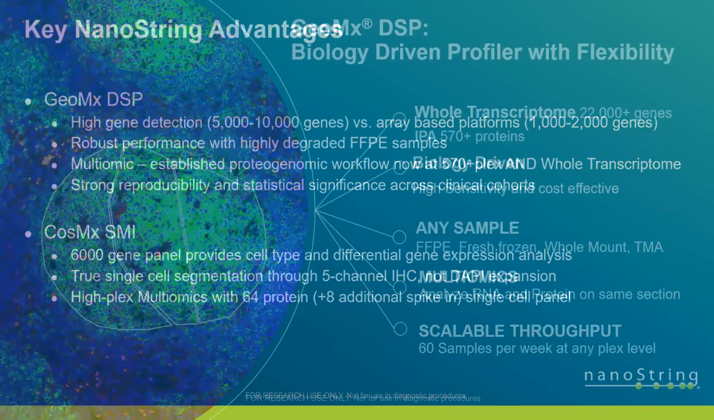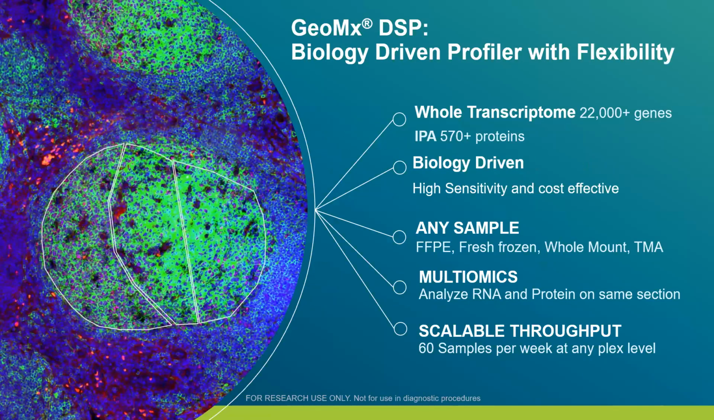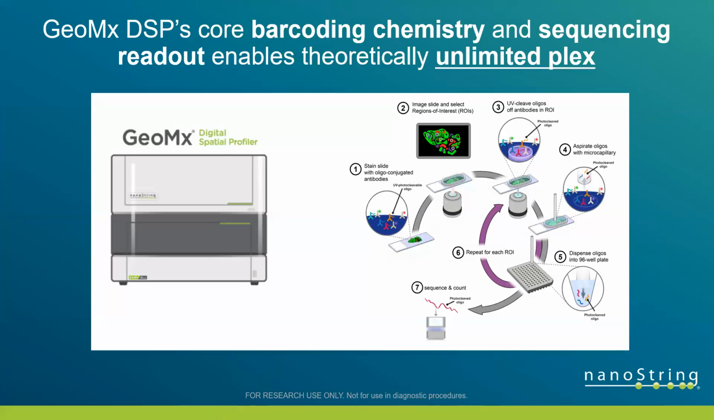So when we're thinking about our GeoMx application, again, we're offering whole transcriptome. It's a really nice biology-driven, hypothesis-driven approach of looking at distinct cell populations and being able to work across FFPE, fresh frozen tissue, and different formats, such as multiple tissue sections, whole mount, TMAs, and then being able to, again, profile both RNA and protein. And because with GeoMx we're harnessing the power of next-gen sequencing, there's really an unlimited amount of plex that we can get to using our GeoMx application.